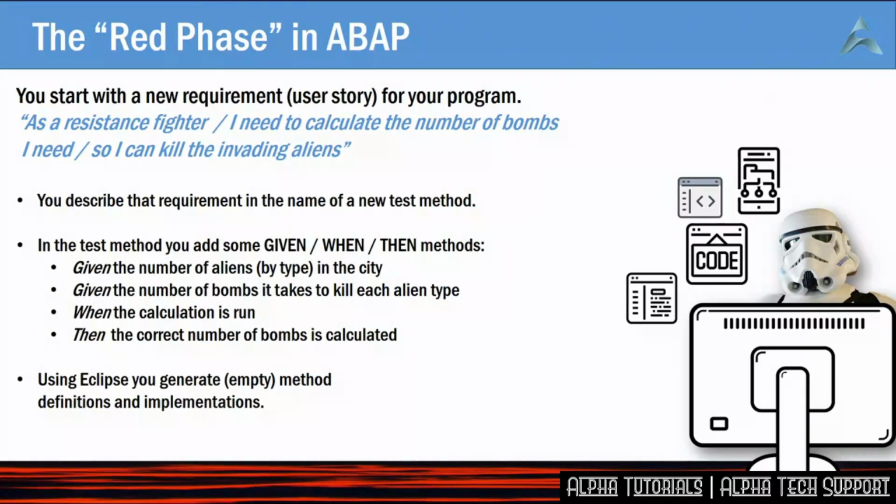This requirement becomes a test method. That is, a method in the test class defined with "for testing" at the end. Ideally, the name of the test method should be exactly the same as the user requirement, but in ABAP, we have a 30-character limit, unlike in some languages like Java. So I tend to use the middle bit to name the test method. In this case, calculate number of bombs needed. Sometimes I put comments on the end if it's not clear enough. Because remember, some of the business analysts are going to be looking at this and they need to recognize their requirement.